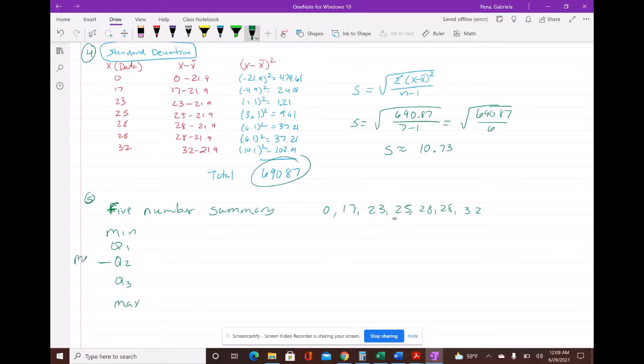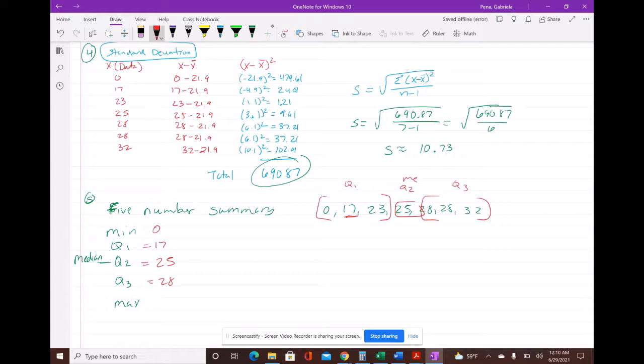Keep in mind your Q2 is the same thing as the median. So I already said my median is 25. That leaves us with 3 numbers here, 3 numbers here. This is your Q2. This is also your median. I need to find my Q1 here and my Q3 here. But keep this in mind: if you have more than one number in the middle, you have to add them and divide by 2. But for this one, that's my Q1 and that's my 28. 28 will be my Q3 because we're looking for the middle number.